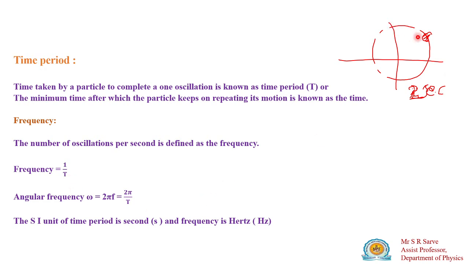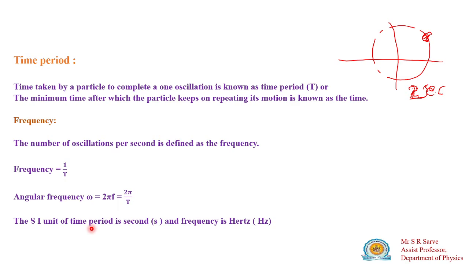And if the particle is performing angular motion, then angular frequency is given by 2π times f. Why have we taken 2π? If the particle completes a circular motion, it covers an angle of 360 degrees, and 360 degrees means 2π angle. So angular frequency is given by 2π divided by T. The unit of frequency is hertz, and the unit of time period is second.